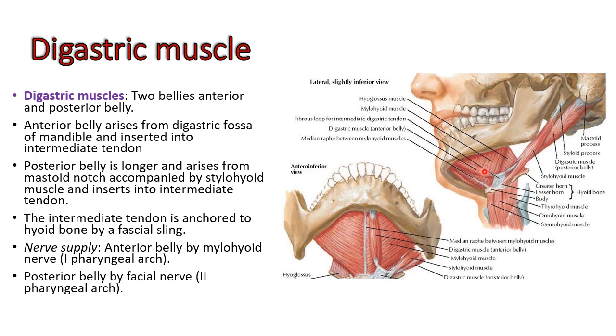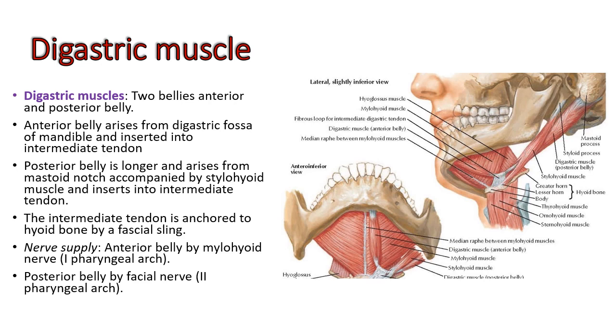Now this intermediate tendon is anchored to the hyoid bone by a fascial sling. The fascial sling is like an inverted U-shaped sling which pulls the intermediate tendon to keep itself in its place, thereby attaching to the hyoid bone. Okay, so that is about the digastric muscle.